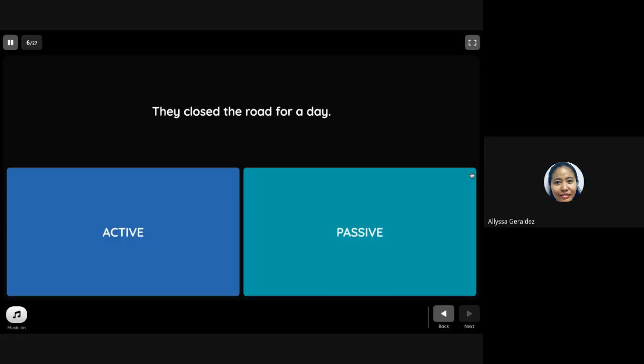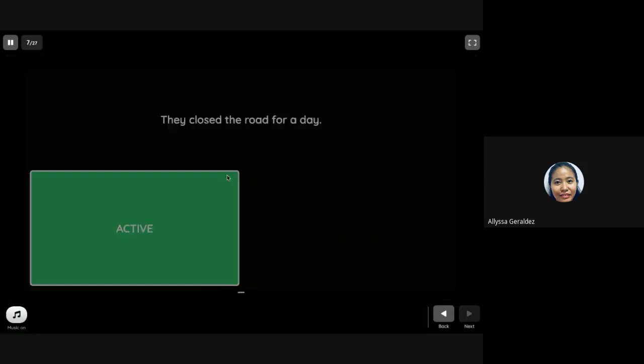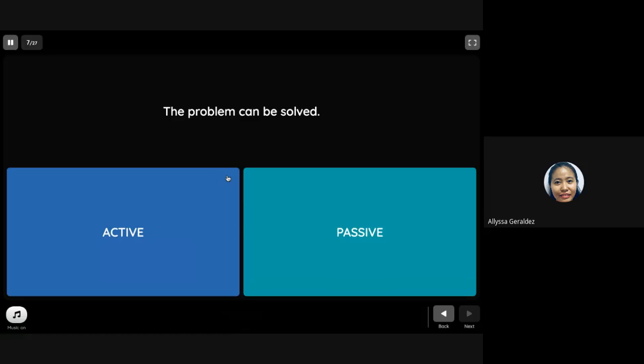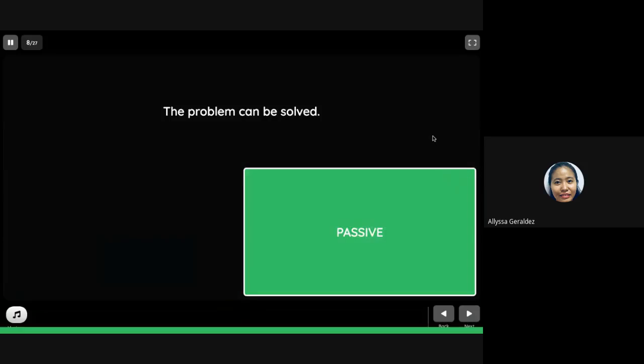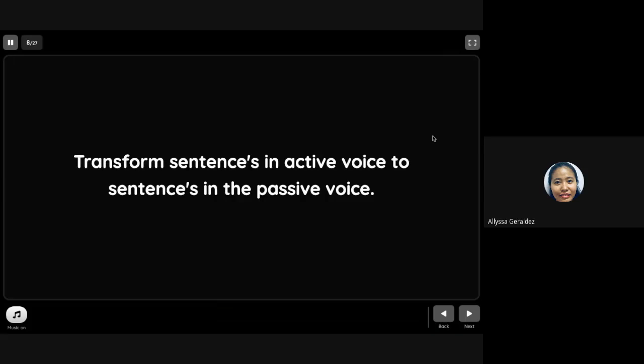Brilliant! They closed the road for a day. Active or passive? Nice. The problem can be solved. Excellent. Okay. You'll be able to identify now the active and then the passive. Now let's have this one.